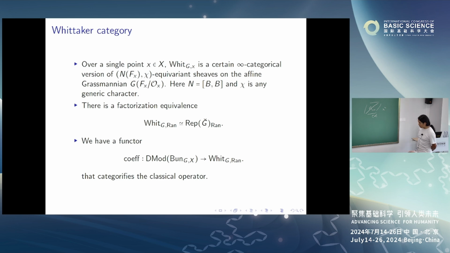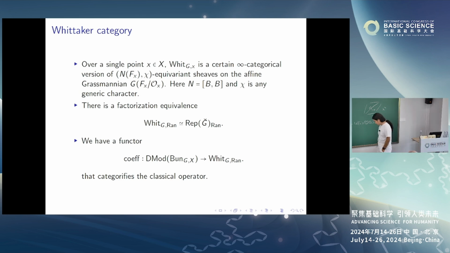So it's the categorification of Whittaker functions in classical Langlands theory. Namely, you consider the affine Grassmannian, which is G of K quotient by G of O. You consider sheaves on this affine Grassmannian that are equivariant for N of F against the character. So this N is the nilpotent radical of your Borel subgroup B, and this character is a non-degenerate one. This category is known as the Whittaker category, and it's equivalent to Rep G-check.